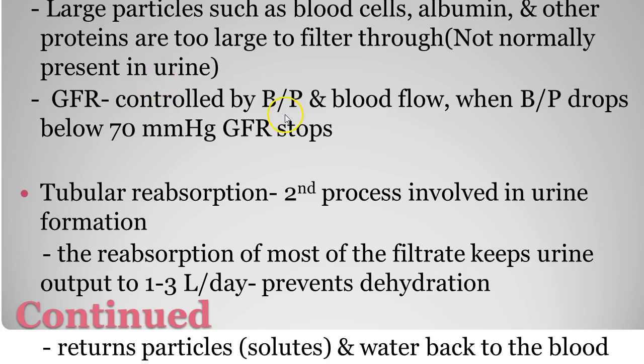So GFR is controlled by blood pressure and blood flow. When blood pressure drops below 70 millimeters of mercury, so does GFR, okay? So that's the first process, glomerular filtration. I hope everyone understands that. Please reread this in your book or listen to me again. I want it to be clear that you really understand the importance of blood pressure to begin this process of making urine. Without adequate blood pressure, you're never going to have this process occur, okay?